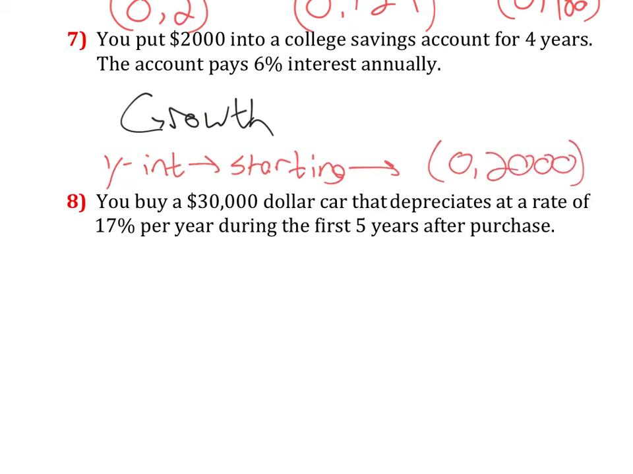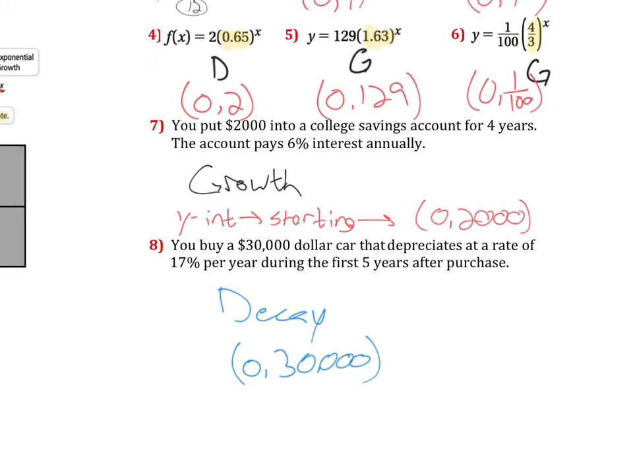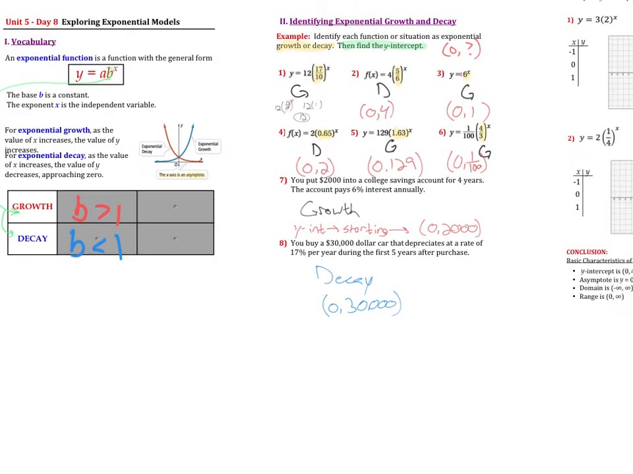Number 8, you buy a car for 30 grand. It depreciates at a rate of 17% per year during the first 5 years of purchase. So growth or decay? Well, it would be decay. It's losing value. Bummer, but it's true. And then the starting value for the y-intercept would be (0, 30,000). All right, so that's just the basics of identifying growth versus decay, and then finding the y-intercepts. And when we have y-intercepts, that's actually going to help us graph these things later on.